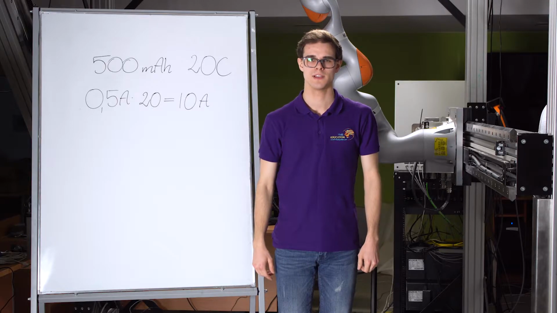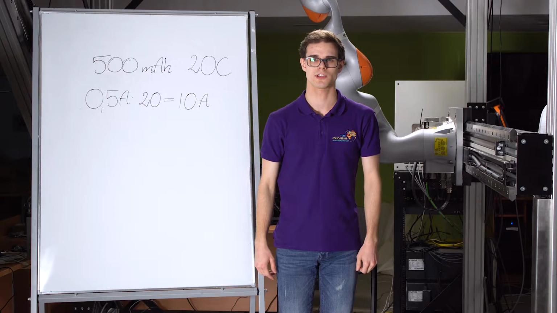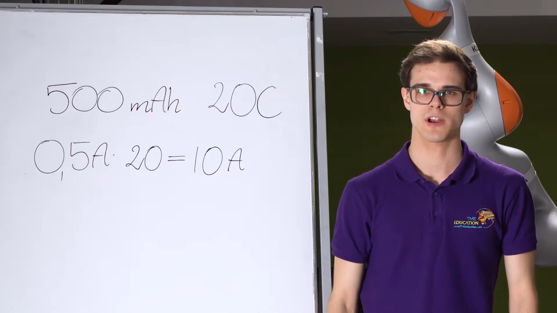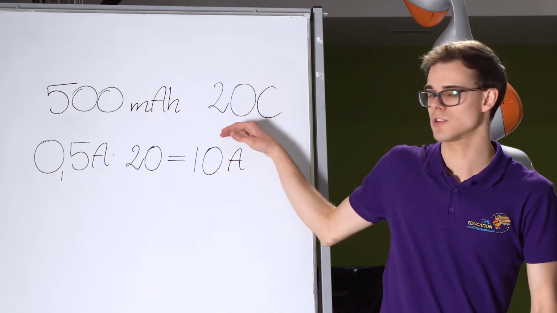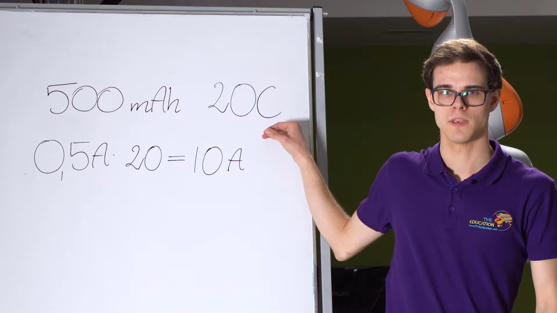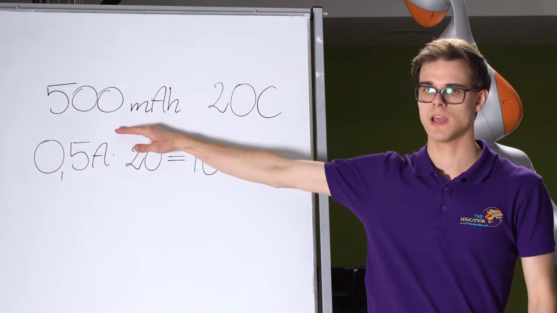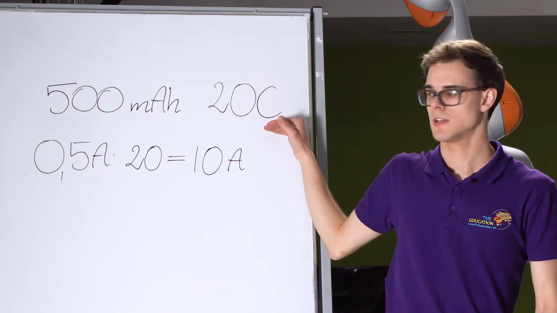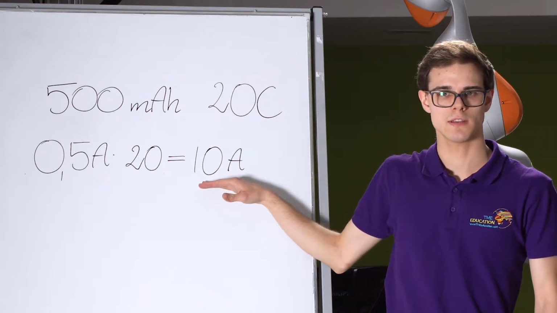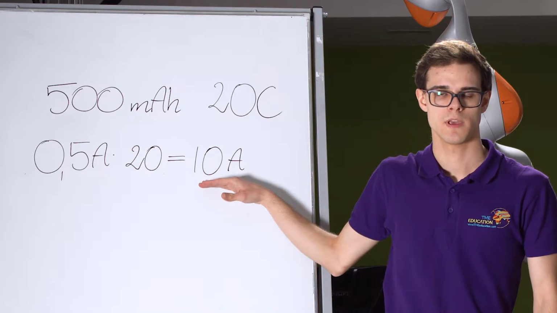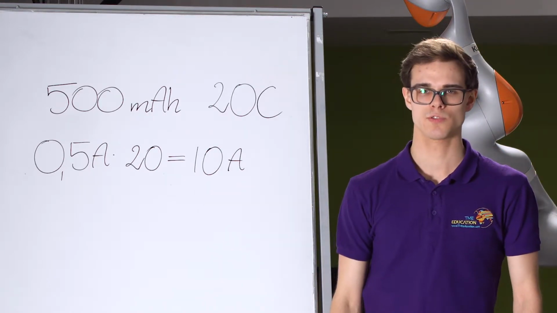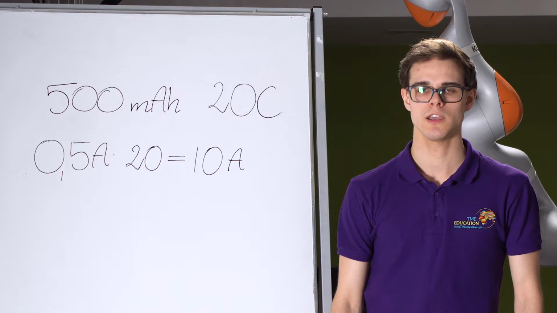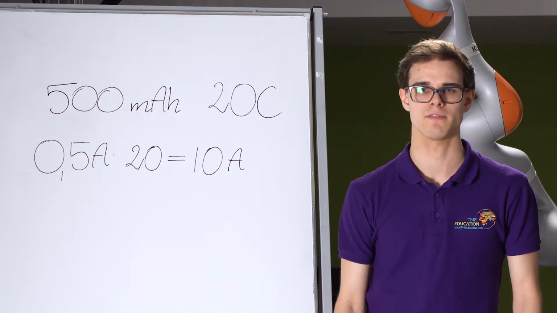The first one is maximum discharge current and the second one is maximum charging current. Both are expressed in capacity multiplication with letter C. If you have 500 mAh 20C battery, this means that the maximum discharge current is 10 amperes. Maximum charging current should not be greater than 1C in order to lengthen the battery life.